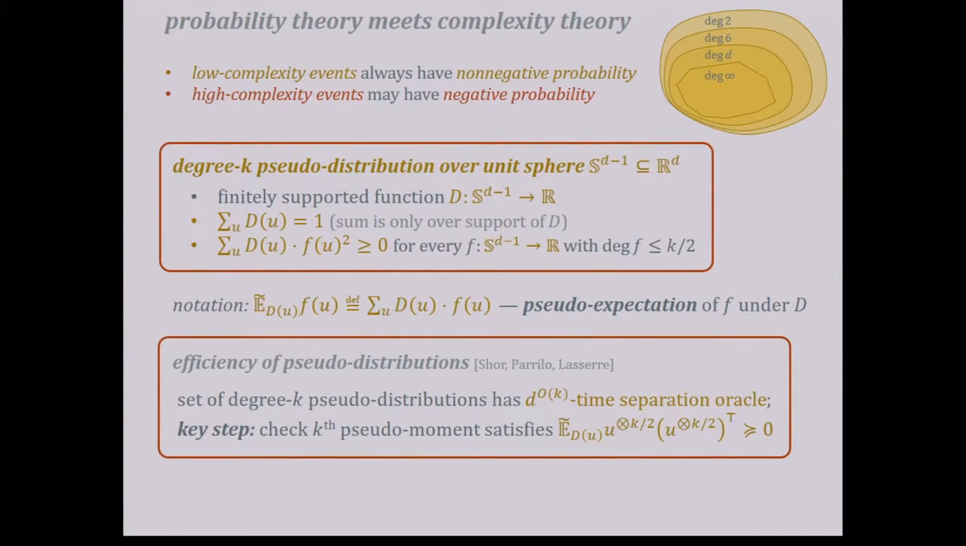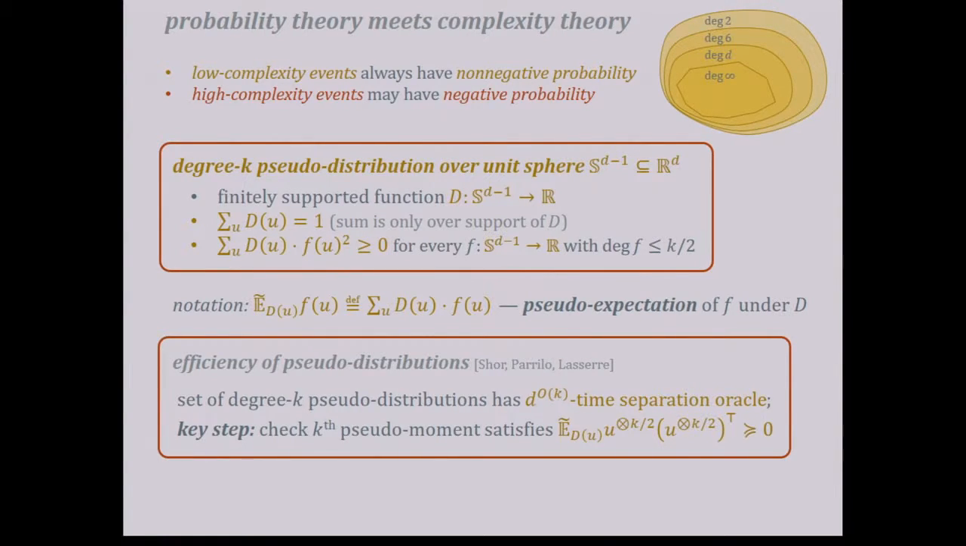And now the advantage of pseudo distributions is that, unlike for actual distributions, we can optimize over these more general distributions efficiently. In particular, there's a separation oracle which runs in time d to the k for the convex set of pseudo distributions. And this means that basically every optimization problem that you would like to solve about distributions, you can solve efficiently for pseudo distributions. Okay, so maybe that's the take-home message.